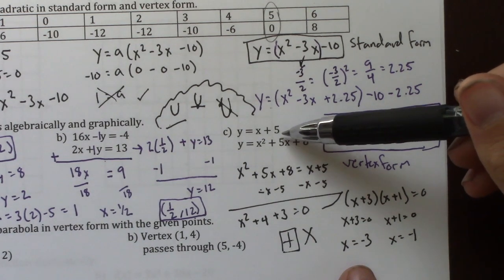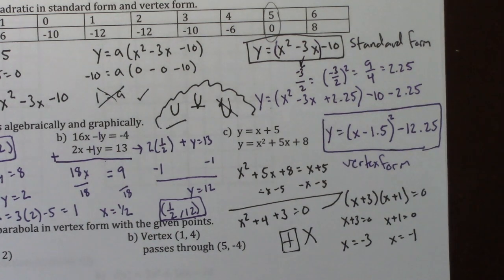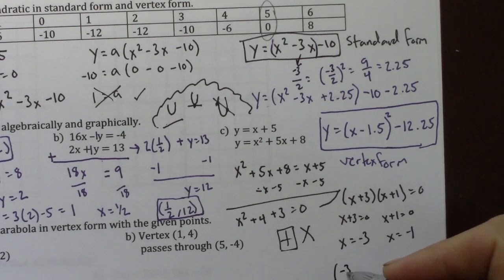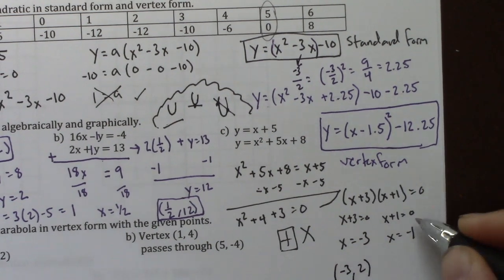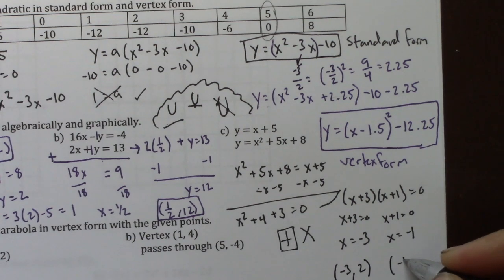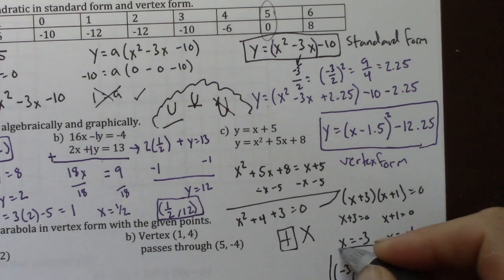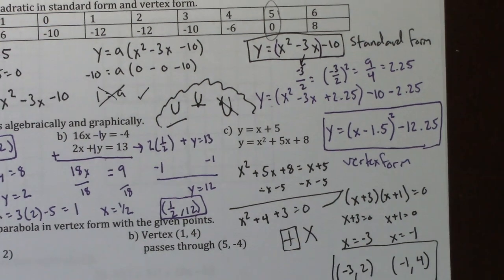So I'm going to do this one, because if all I have to do is add 5, why not? So I add 5 to this one, and I get -3, 2. I add 5 to this one, and I get -1, 4. And those would be the two solutions for part C.